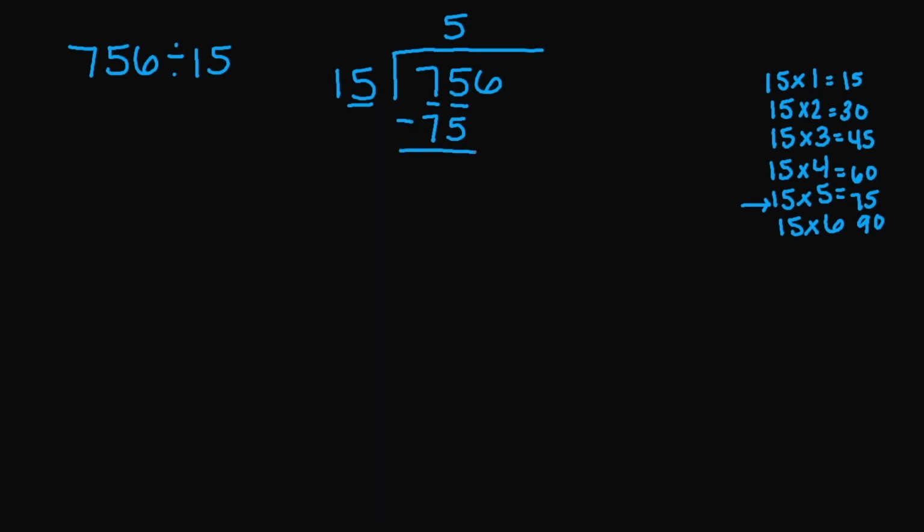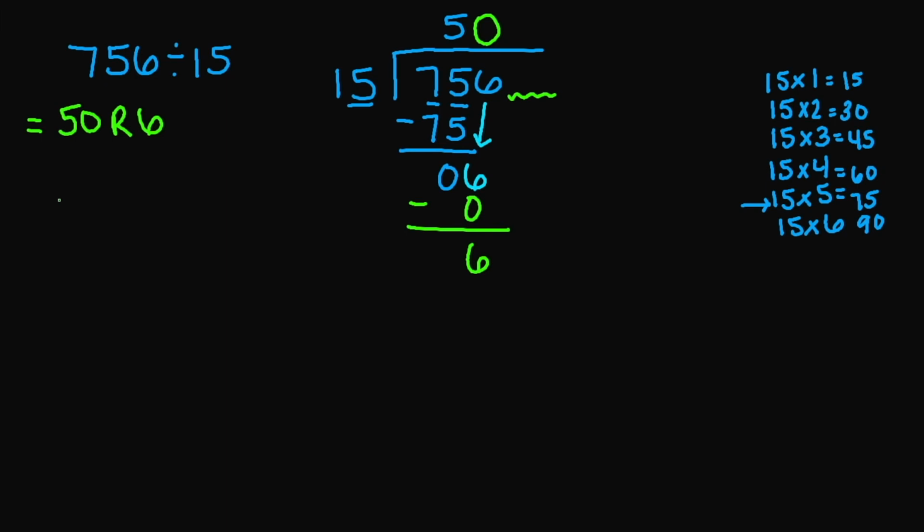Now I'm going to subtract. 75 minus 75 is going to give me 0. Now I'm going to bring down 6. 15 goes into 6 how many times? 0 times. It's too small. I'm going to write a 0 on top. 15 times 0 is 0. Now I'm going to subtract. 6 minus 0 is 6. And then 0 minus 0 is 0. Okay, I used all my numbers in my dividend, so I have nothing left. Your answer would be 50 with a remainder 6 if you need to leave your answer in remainder format.